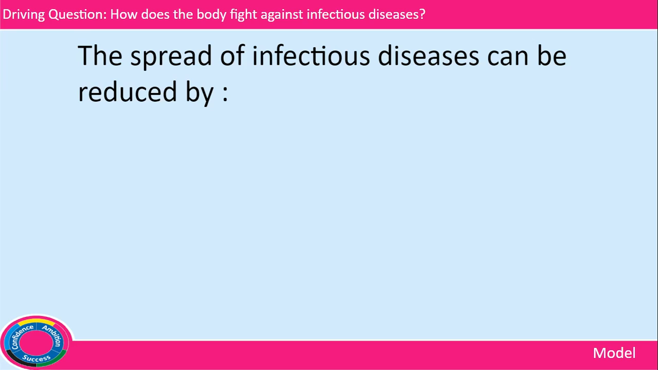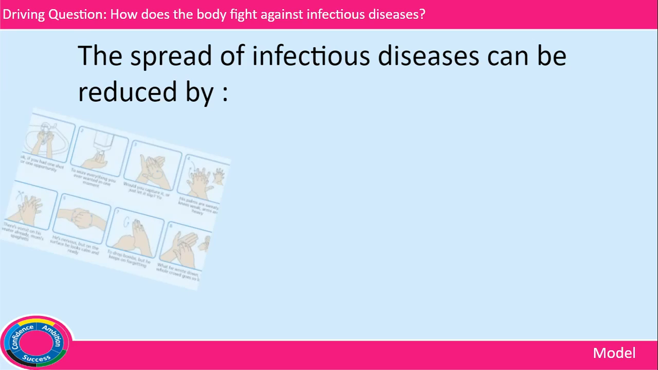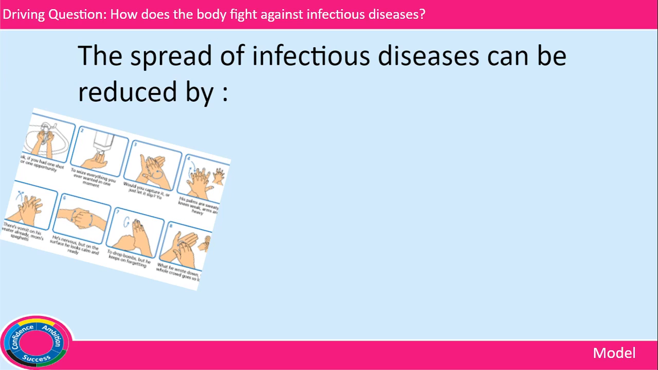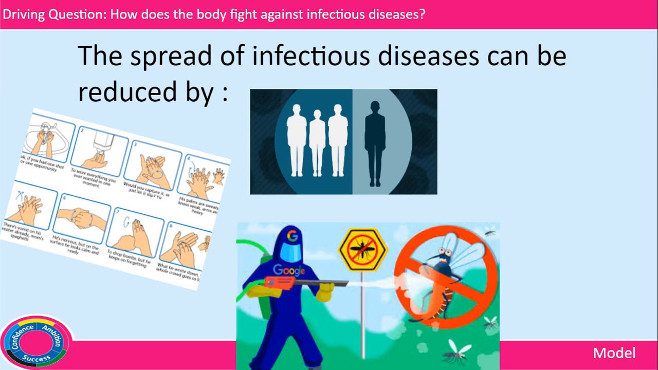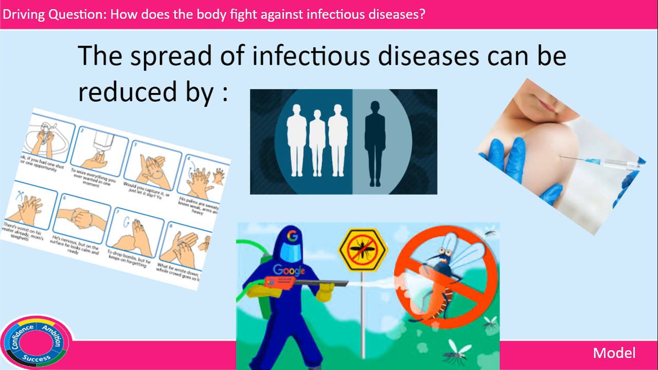The spread of infectious diseases can be reduced by, that's correct, washing your hands using the 6 steps of the hand washing techniques, as you can see here. Self-isolating from infected people. Okay? If you self-isolate, you're going to reduce the spread of that infection to others. By killing those mosquitoes using insecticides or manually. And lastly, by vaccinations, which is going to help to build immunity.